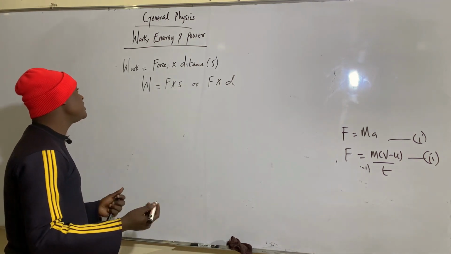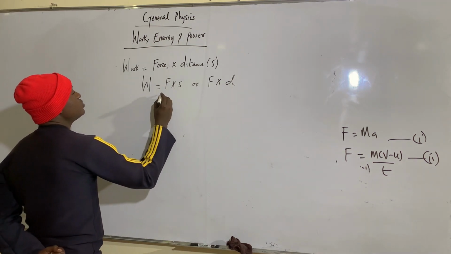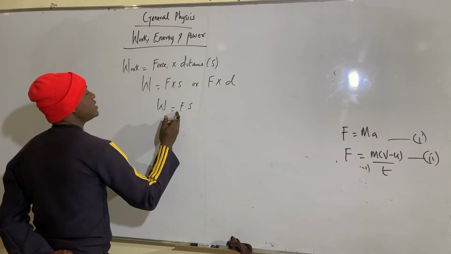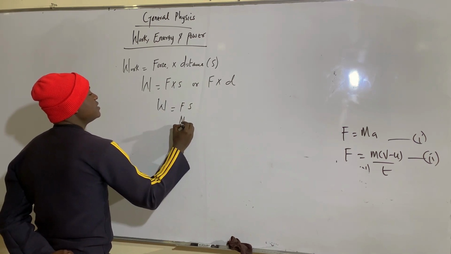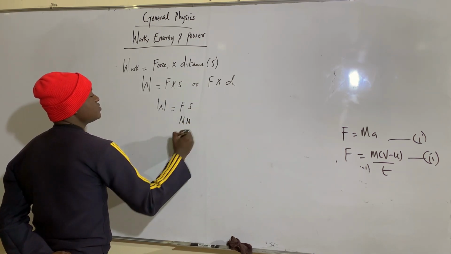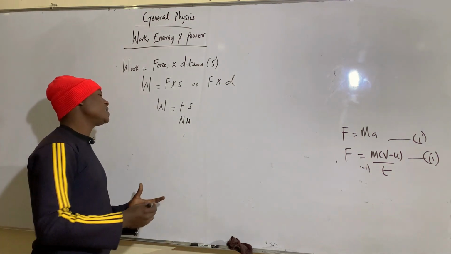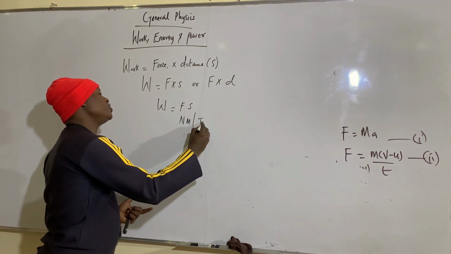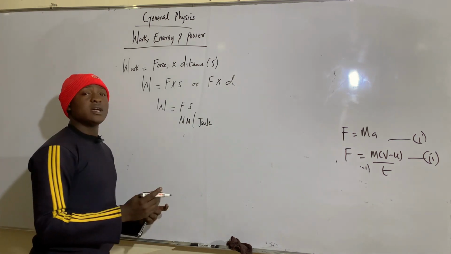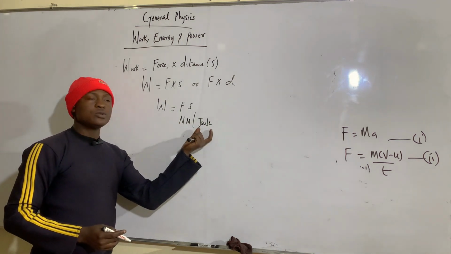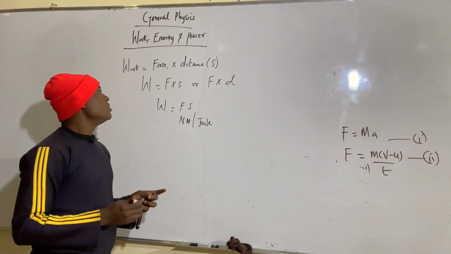So let's derive the unit for the work done. We know work done is equal to F times X. We know that force is in Newton, and at the same time, the distance is in meter. So that means the unit of work done is the Newton meter. But at the same time, it's also called joule, because work done and energy are the same. So we can express work done either in joules or in Newton meters.